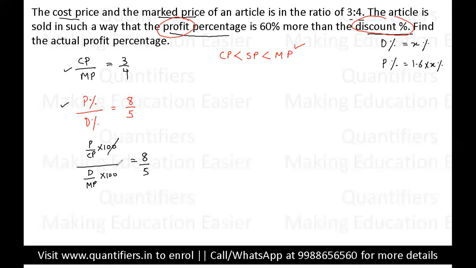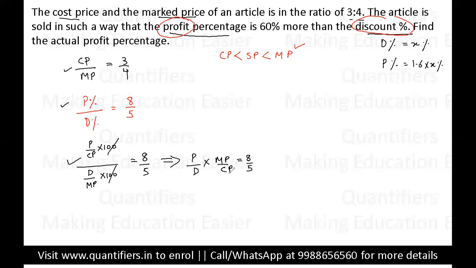This 100 and 100 gets cancelled out. So basically 8/5 is, I can write it in this way, profit divided by discount into mark price divided by cost price. If I simplify this part, profit upon discount into mark price by cost price is equal to 8/5.